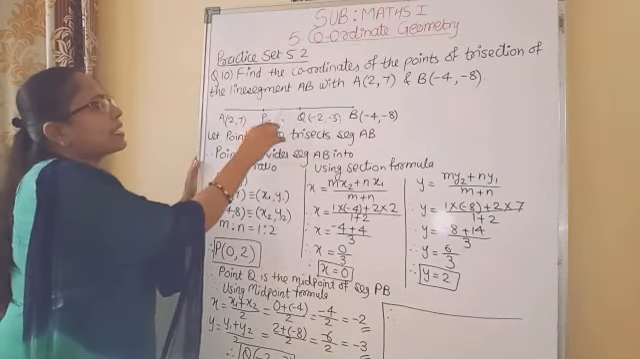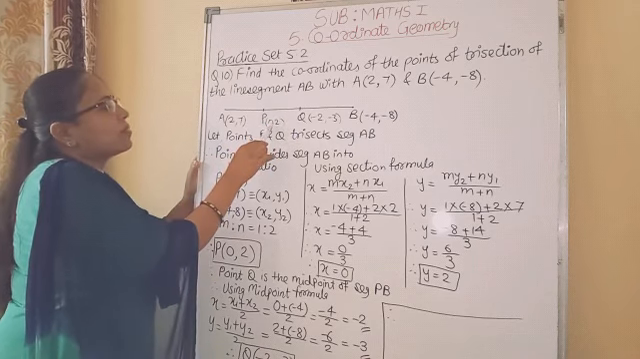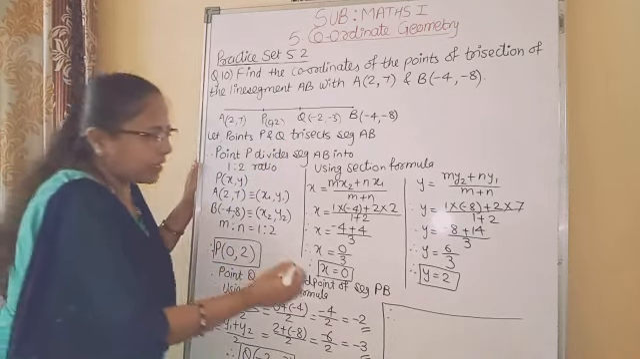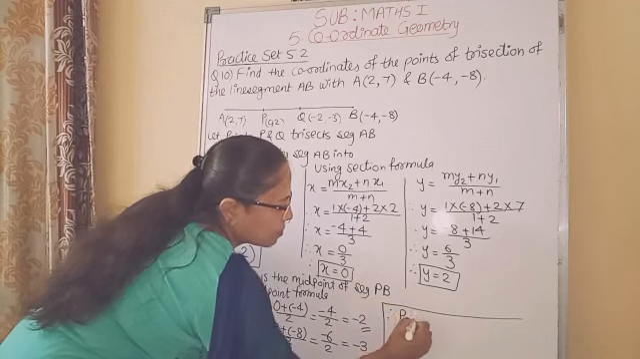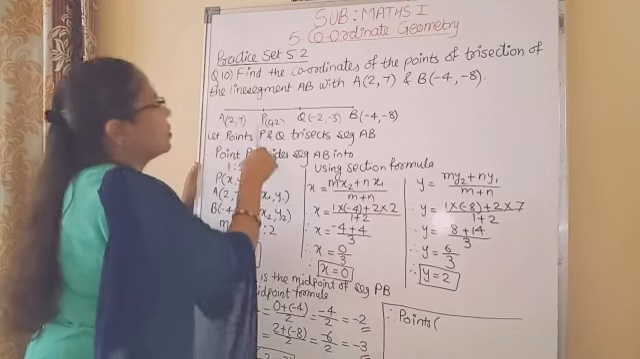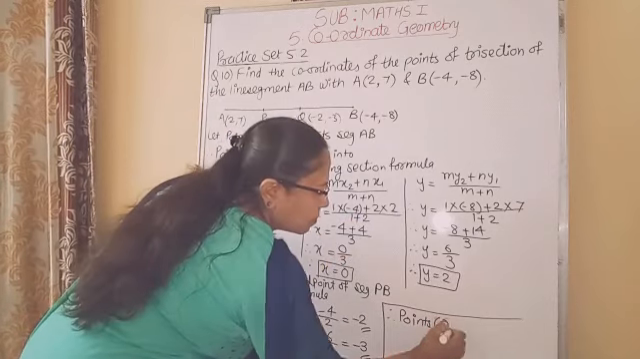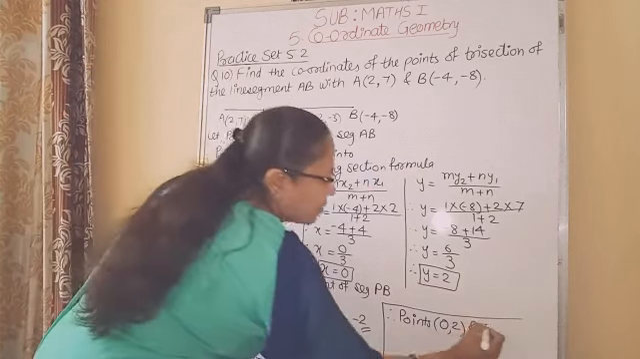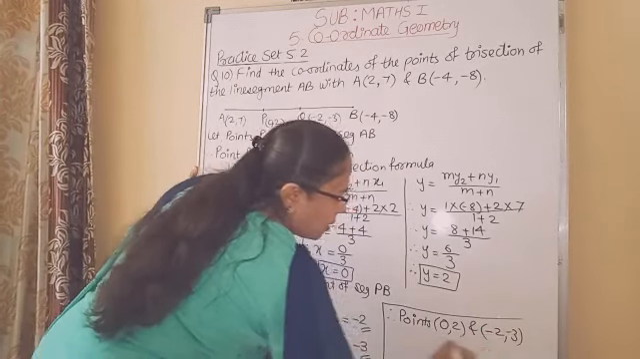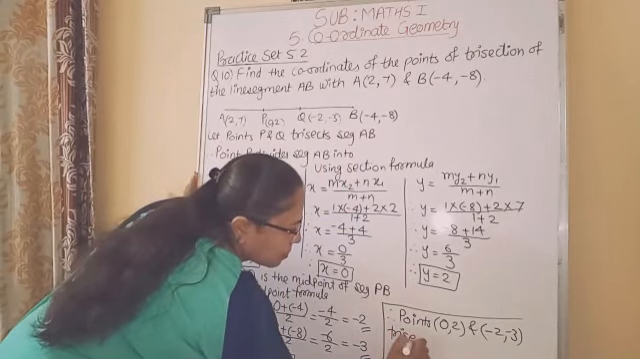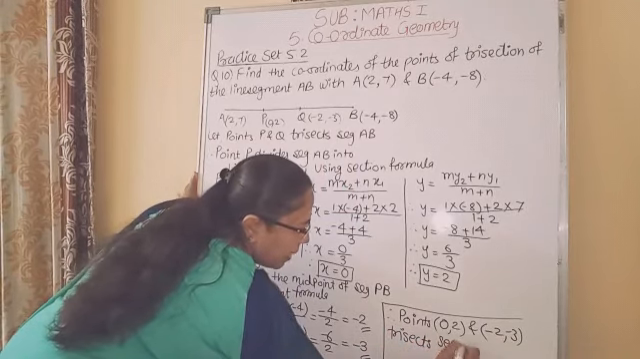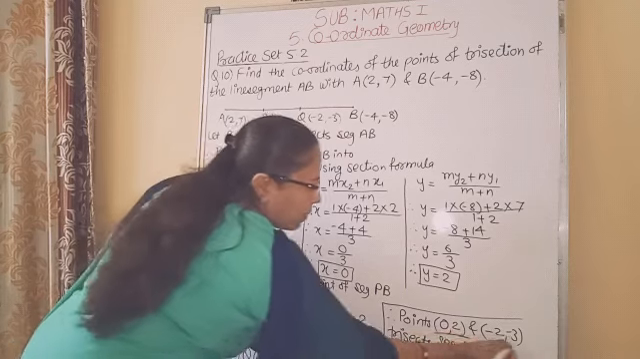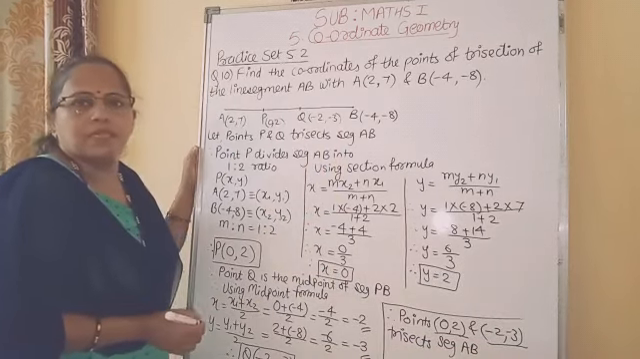Now which points trisect the segment? The coordinates are 0, 2 and minus 2, minus 3. So according to that we will write the answer: points 0, 2 and minus 2, minus 3 trisect segment AB. So this is the answer. Point 0, 2 and point minus 2, minus 3.